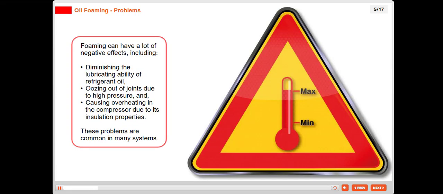Foaming can have a lot of negative effects, including diminishing the lubricating ability of refrigerant oil, oozing out of joints due to high pressure, and causing overheating in the compressor due to its insulation properties. These problems are common in many systems.